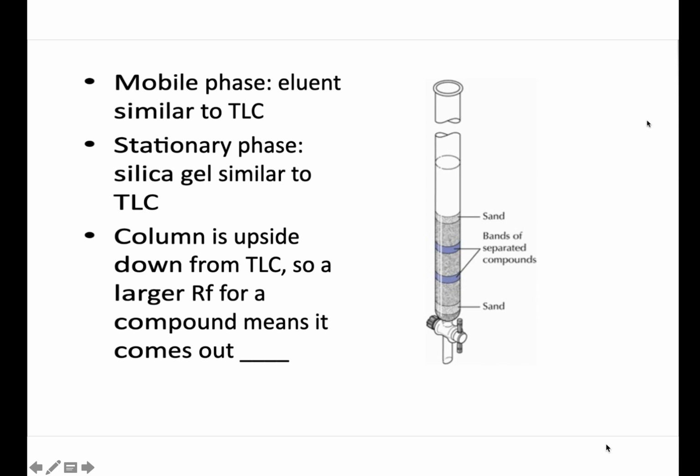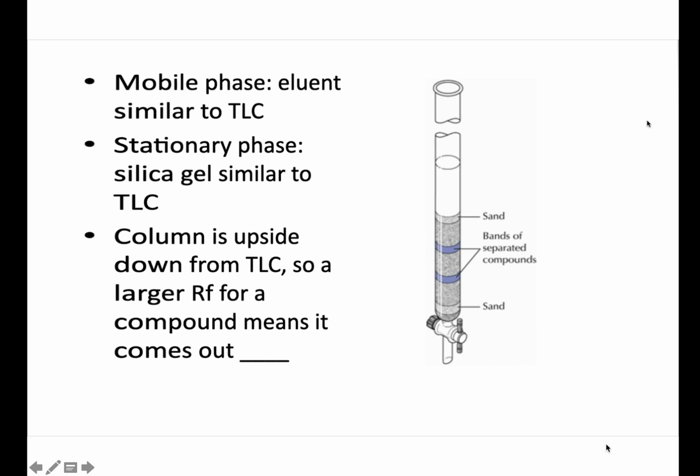So what does a larger RF mean? It means the distance traveled by the spot is nearly similar to the distance traveled by the mobile phase, but it is always smaller. The distance traveled by the spot will never be higher than the distance traveled by the solvent. Why? Because the spots are in the solvent. The solvent migrates somewhere, then the spot follows it. The spot alone cannot migrate without a solvent.